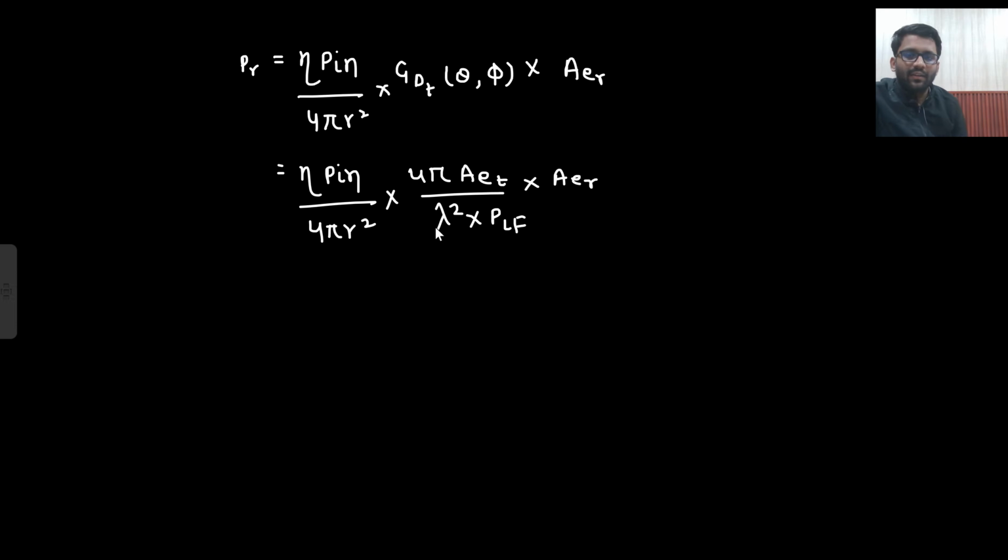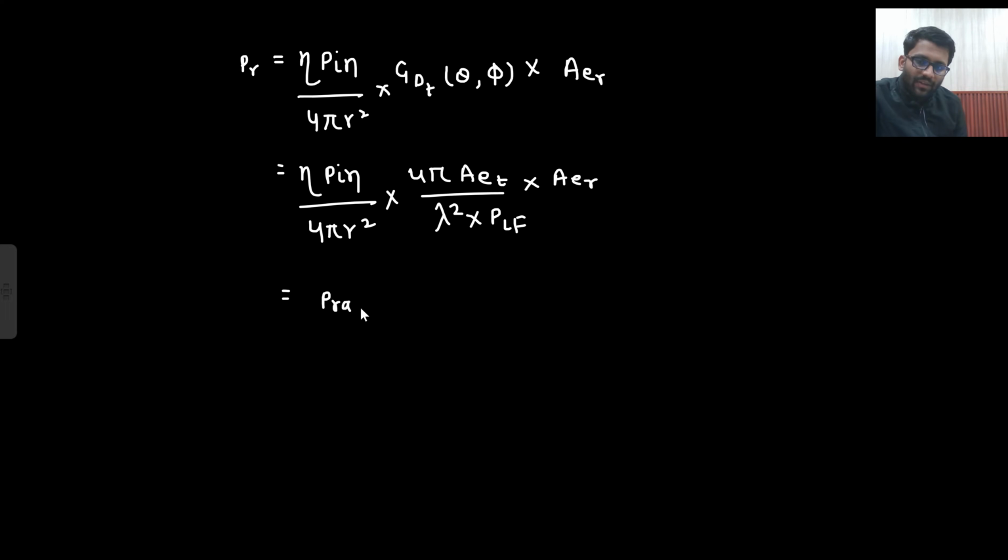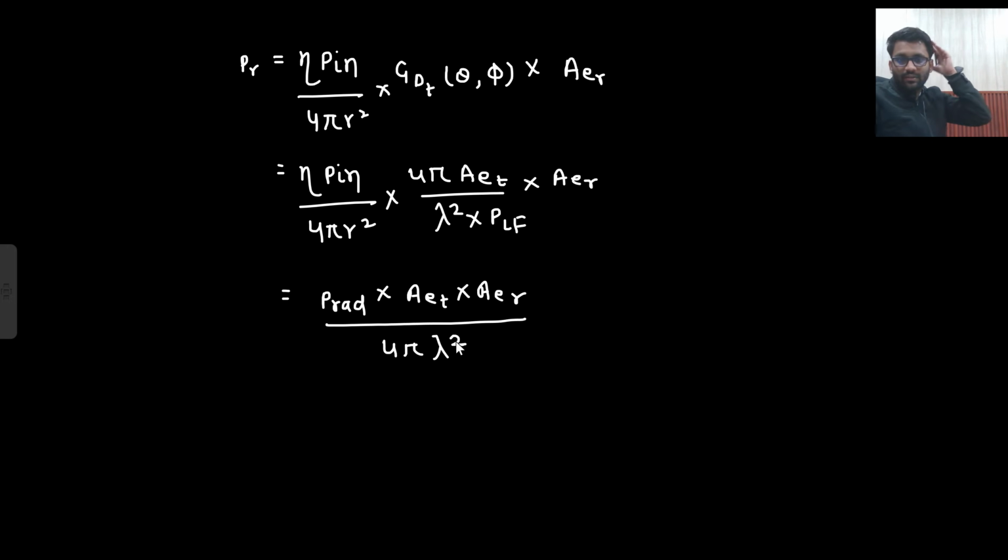So what are you getting? This 4 pi is getting cancelled. So whatever formula you are getting, this eta into P_in I am writing as P radiated only. P radiated into effective aperture area of the transmitter side, effective aperture area of the receiver side, divided by 4 pi lambda square into polarization loss factor. And r square is also there, really sorry, r square is also there.